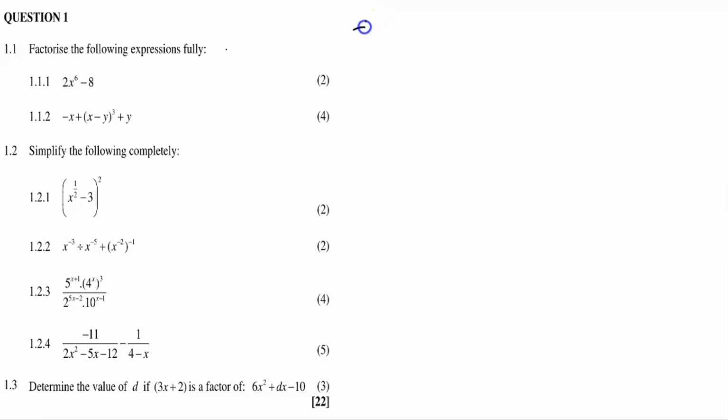Now we've got negative x plus into x minus y all to the power of 3 plus y. Whatever you do, since the question said factorize, don't remove the brackets. So you'd rather take this and write it on its own and group these two together. That will give you x minus y cubed minus x plus y.